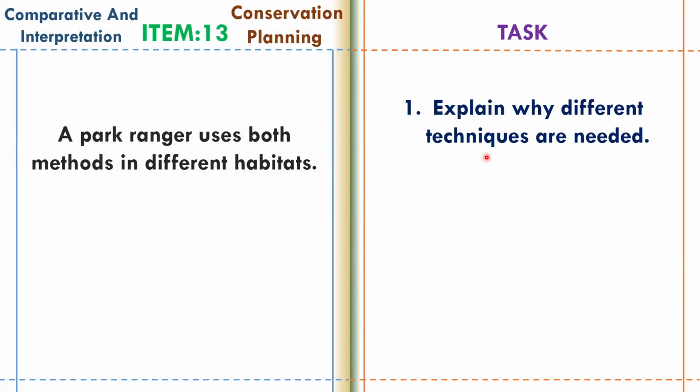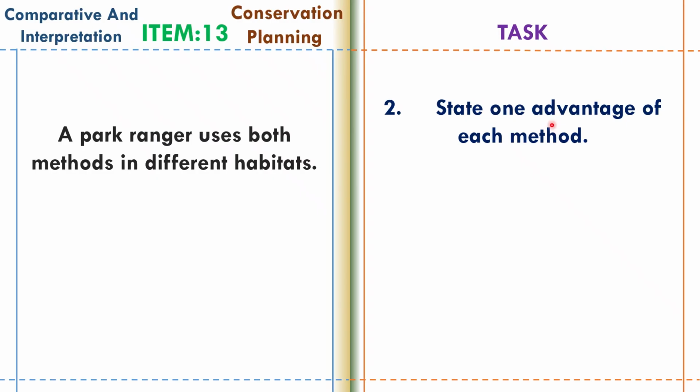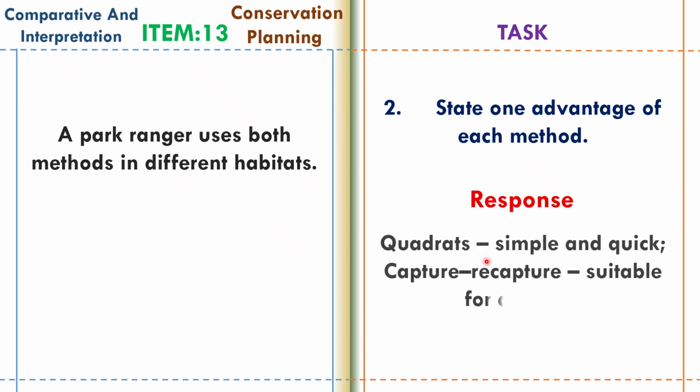Explain why different techniques are needed. Organisms differ in mobility. State one advantage of each method. Quadrants are simple and quick. Capture-recapture is suitable for animals.